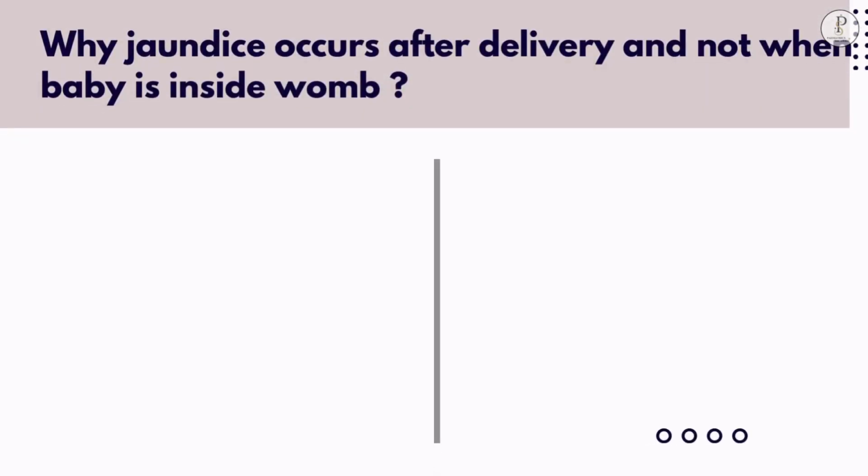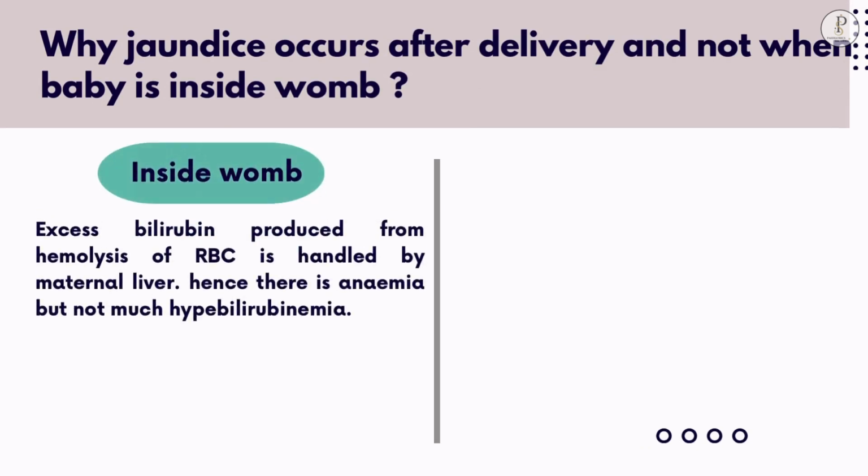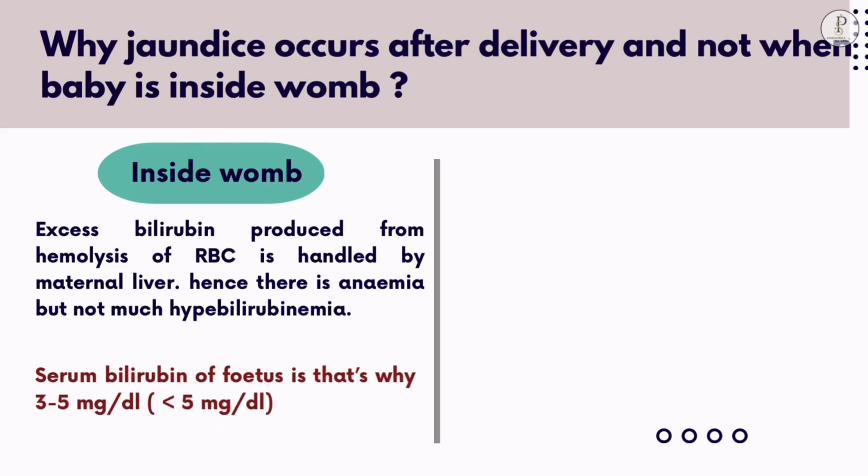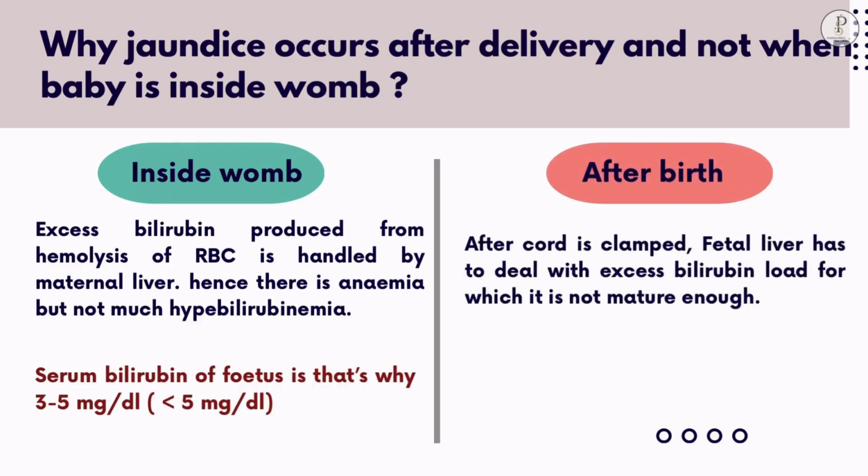Why jaundice occurs after delivery and not when baby is inside womb? Inside mother's womb, excess bilirubin produced from hemolysis of RBC is handled by maternal liver. Hence, there is anemia but not much hyperbilirubinemia. Serum bilirubin of fetus is between 3 to 5 mg per deciliter, that is less than 5 mg per deciliter. After cord is clamped, fetal liver has to deal with excess of bilirubin load for which it is not mature enough. That's why bilirubin level rises soon after birth, that is within next 24 hours after birth.